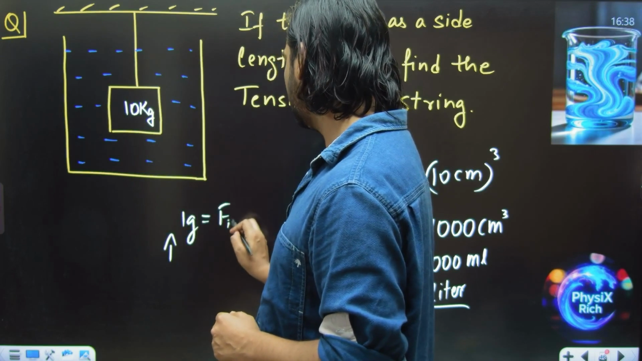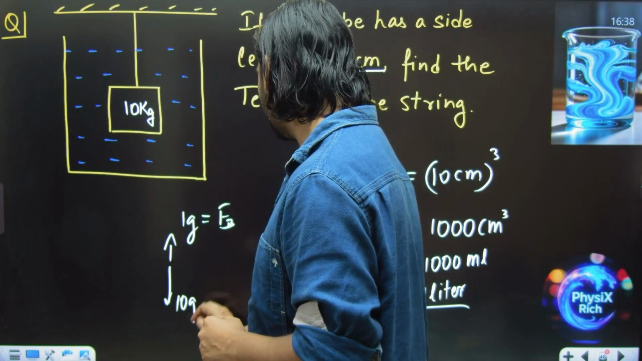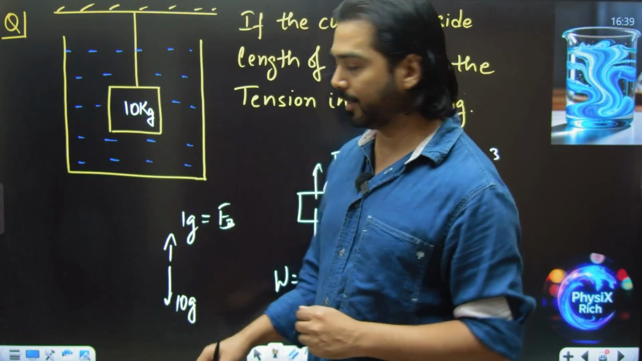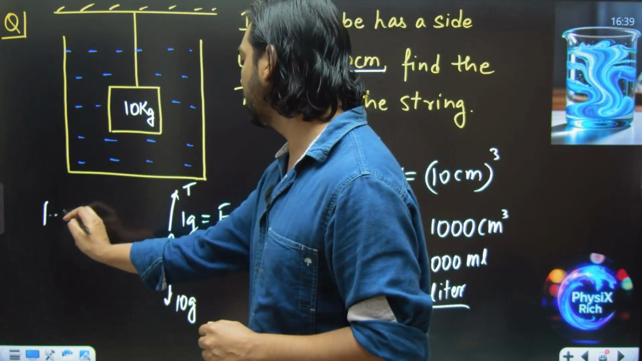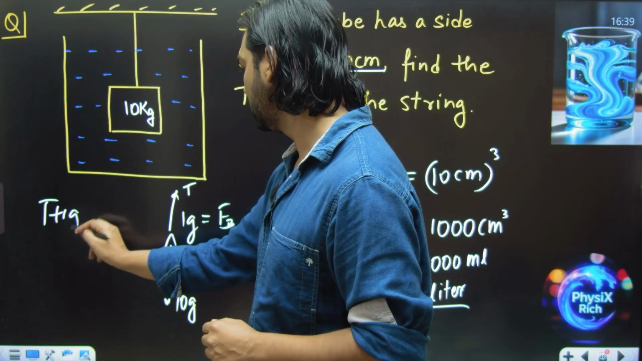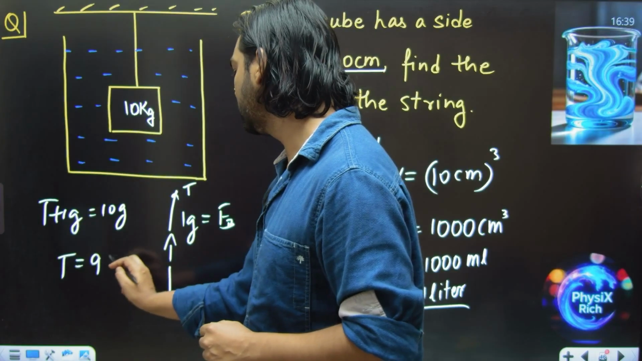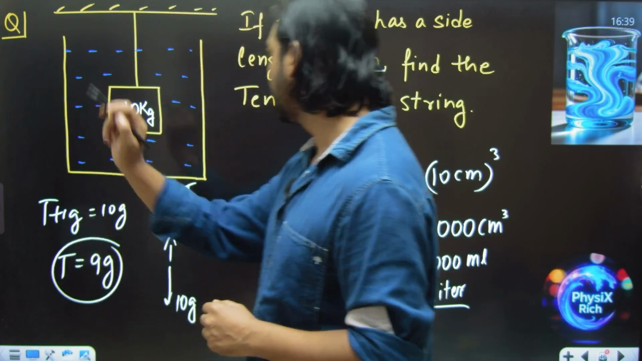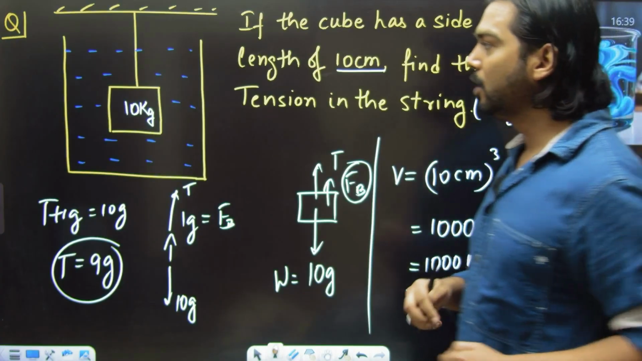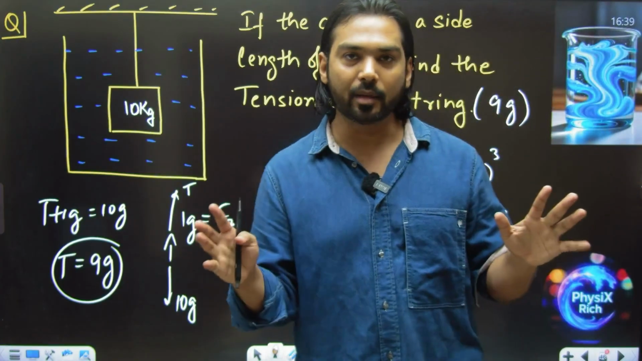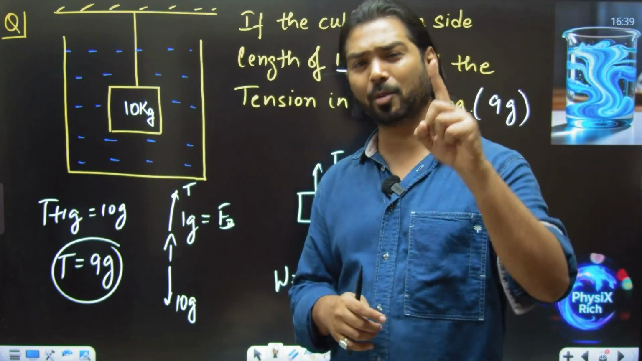Let's call it FB equals 1g. There is a 10g of weight acting down, and then there is a tension acting up. So that means T plus 1g should be equal to 10g, and that's why our answer is 9g. So the tension in the string, the answer is 9g. All right. You could have done this very quickly just by knowing that, oh, 1 liter water is being displaced. So 1 kg buoyant force upwards.